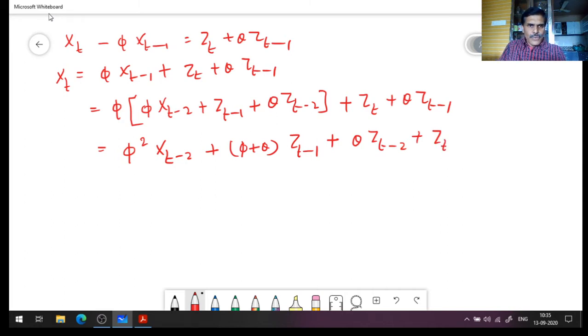This again you can write as, I'll write one more step, xt minus 2 is phi xt minus 3 plus zt minus 2 plus theta zt minus 3.